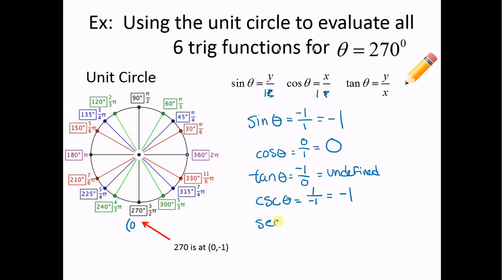What about secant? That would be 1 over 0, right? Because that's cosine flipped. Well, that's bad news again. That's undefined. What about cotangent? That is 0 over -1, because that's tangent flipped, right? That's just 0. So notice how your answers almost are, there's only like 4 answers you can get on these problems. And we'll discuss that on the next slide here.